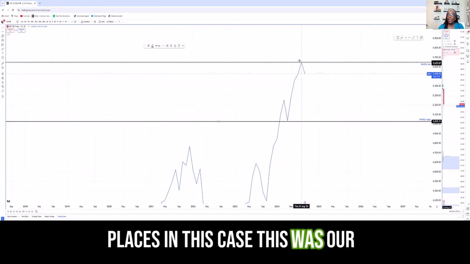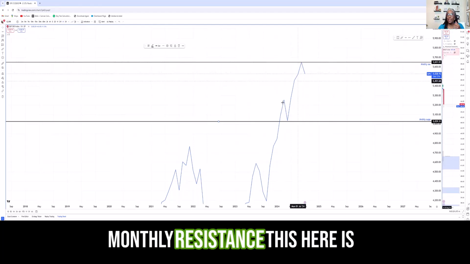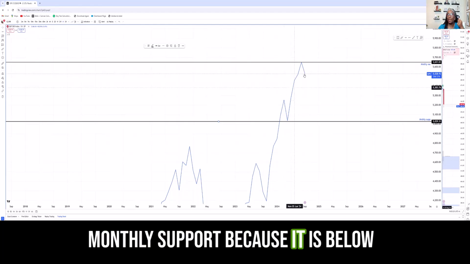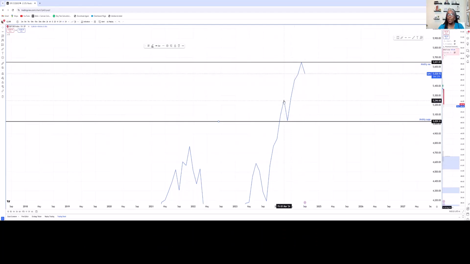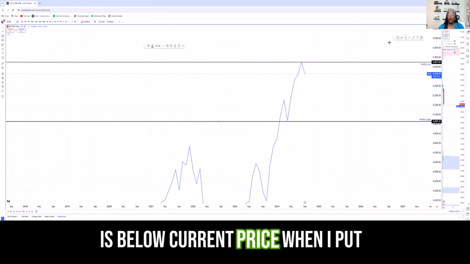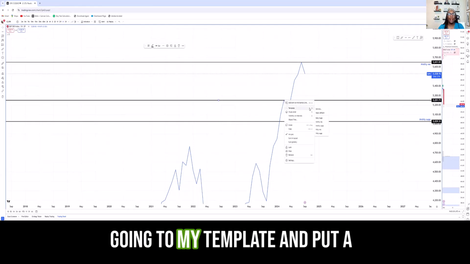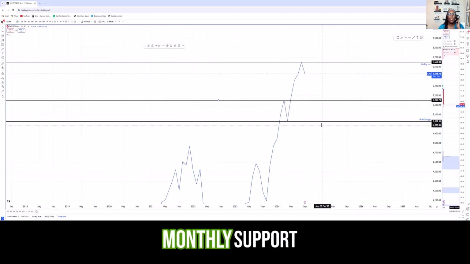In this case, this was our monthly resistance. This here is another one that's going to be a monthly support because it is below current price. So I'm going to put this here. That's going to be another one. I can go to my template and put on monthly support.